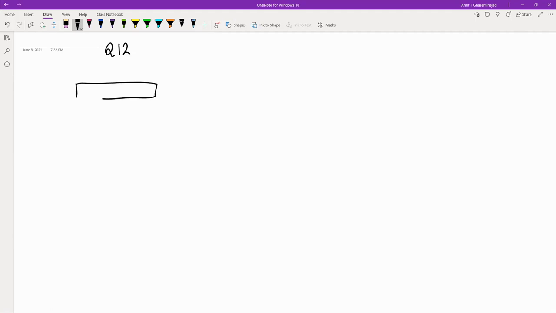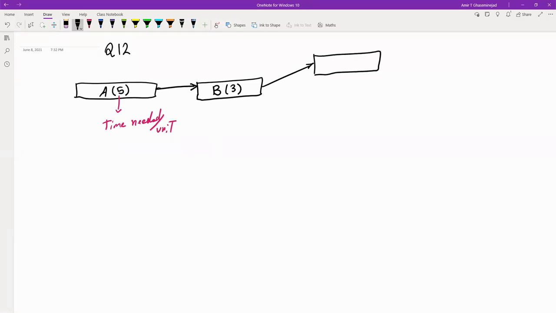So now I show you what is happening here. The work has a number of stages, and the time to complete one unit is given to us. So 5, this is time needed per unit. And for every task that they have to complete, a set of steps must be performed, and some steps must be performed after the other one.